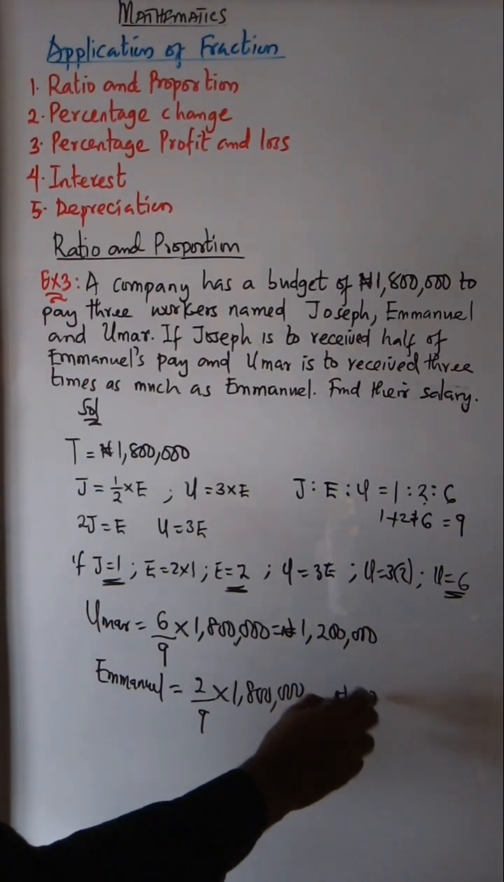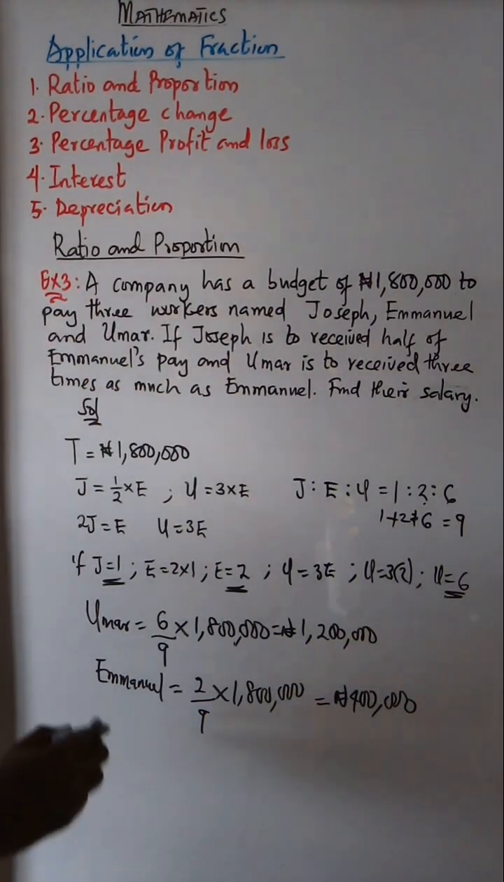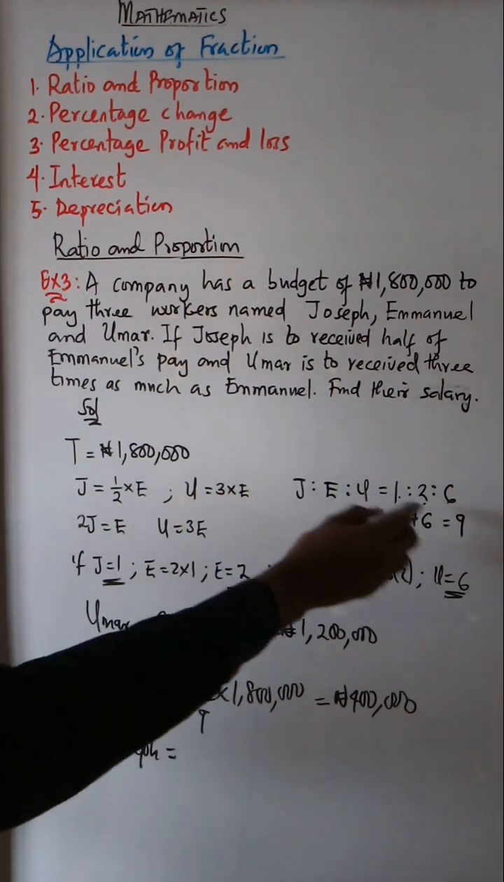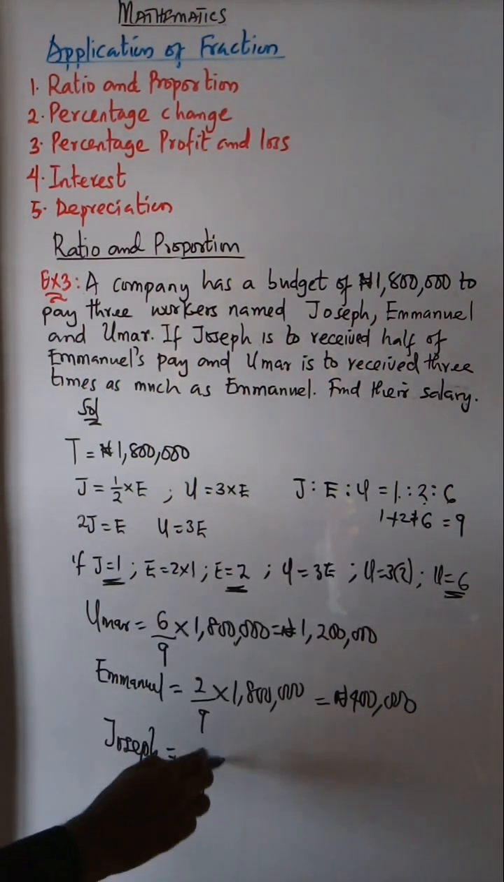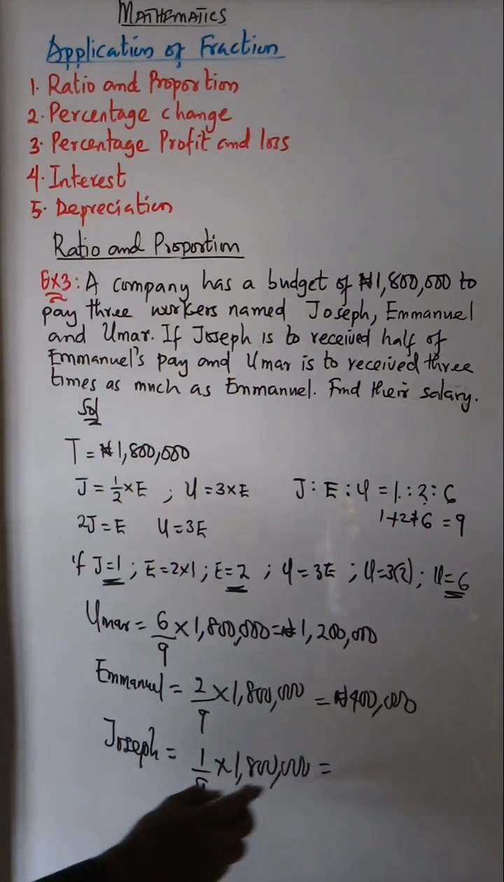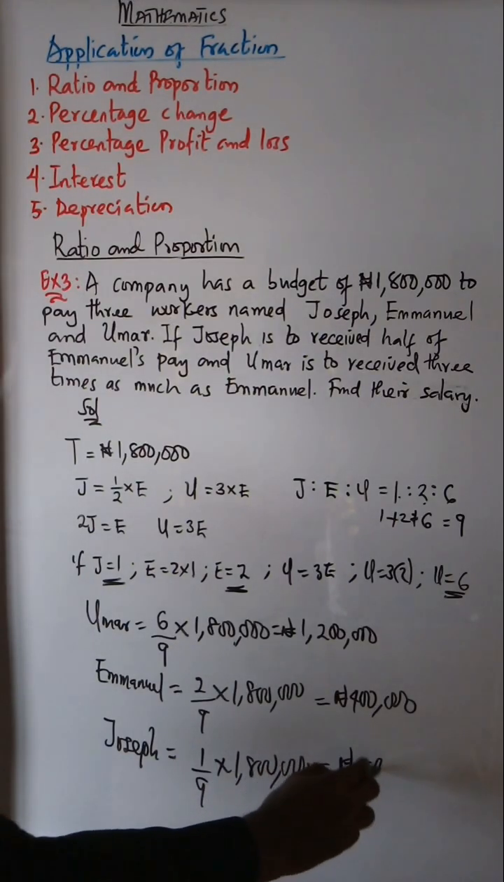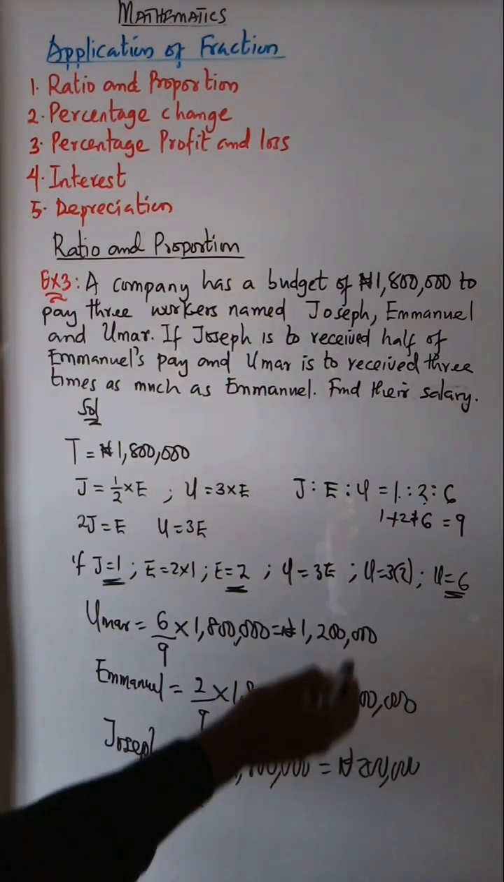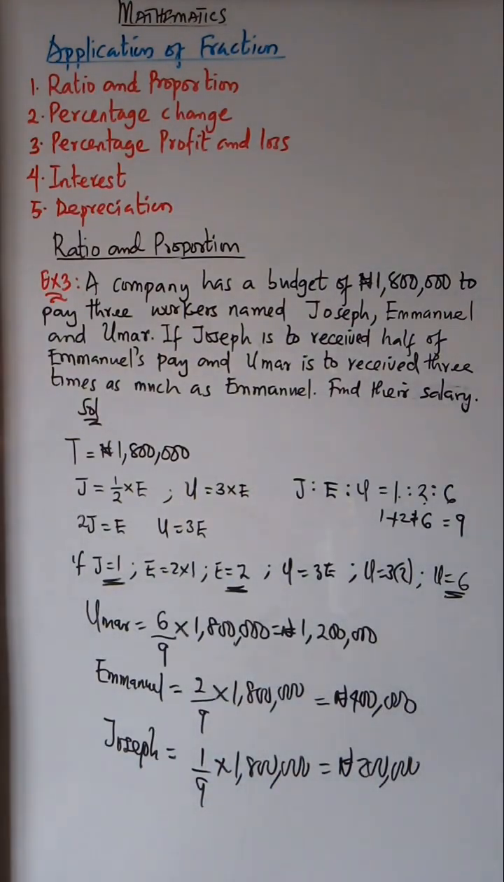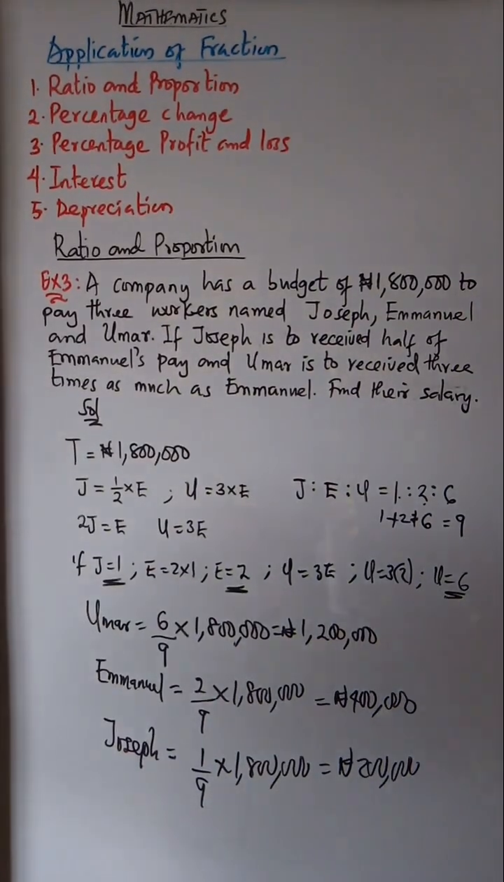400,000. And for Joseph, he's going to take 1 out of 9 of the total. Here Joseph received 200,000. So, by the time we add everything, we are going to get 1.8. Umar is taking 1.2 million, perhaps he's the CEO.